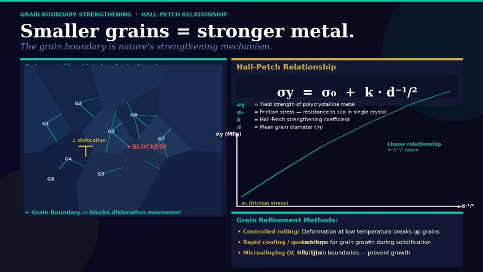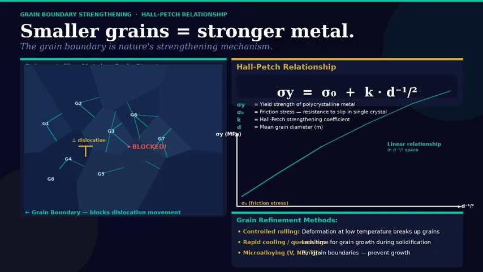When stress is applied, atomic planes try to slip. Dislocations, defects in the crystal lattice, are the mechanism of that slip. But when a dislocation reaches a grain boundary, it cannot cross into the next grain. The orientations are different. The dislocation stops. More stress is needed to continue. More grain boundaries means more stopping points. More stopping points means stronger metal.